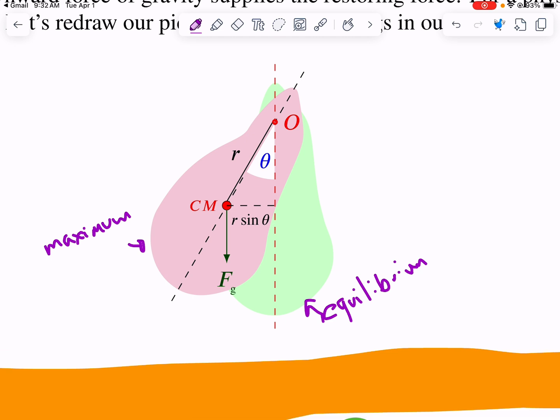After we let go, it's going to swing, and we've got a pin or something holding it right here. This is our pivot point, that O. Our blob has a center of mass that is marked here with that CM, and so the torque is going to be applied at that center of mass. So it's going to be rotating about O, but the torque is going to be applied at the center of mass.